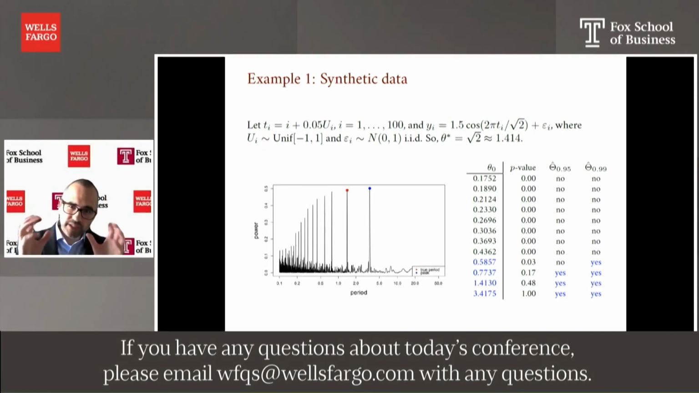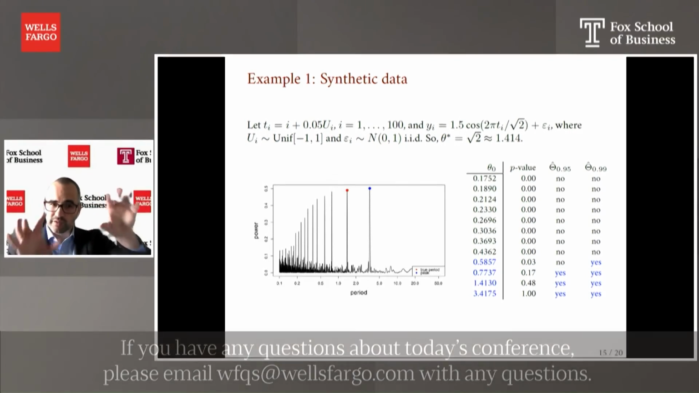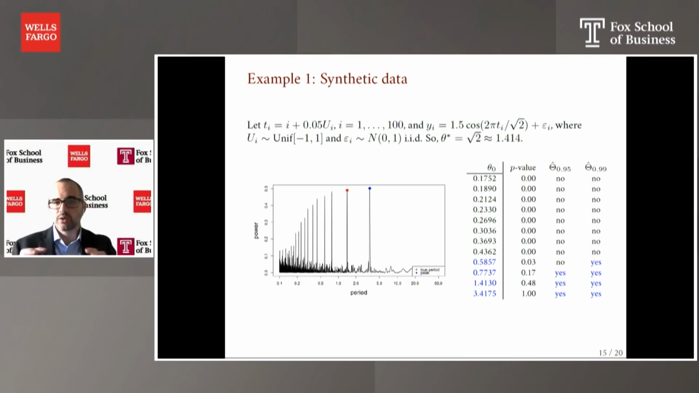But these are 4 distinct values, right? This is not an interval between 0.5 and 3.4. These are 4 distinct values that cannot be rejected. So the method is also quite precise in that respect. Okay, next slide, please.